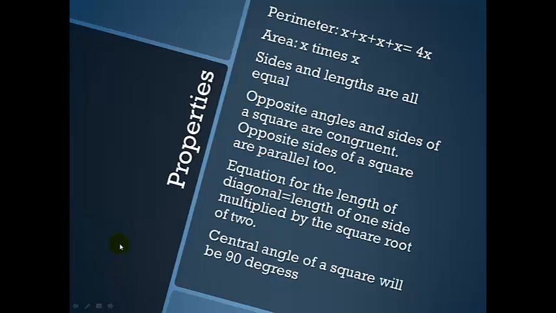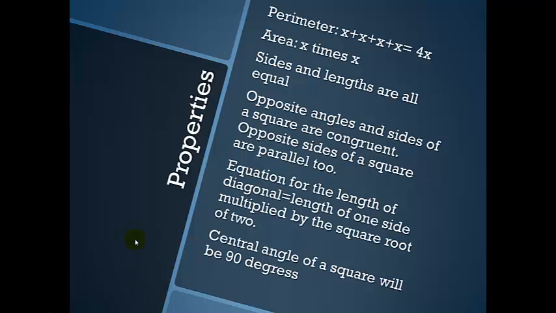Alright. Properties. Properties of a square. Define perimeter. Simply all four sides, x plus x plus x plus x equals the perimeter, or 4 times x, since x will be the same for every single side. Area is one side times the other, since both sides would be the same, it should be x times x. As I said before, sides and length are equal. Opposite angles and sides of a square are congruent. Opposite sides of a square are parallel too.